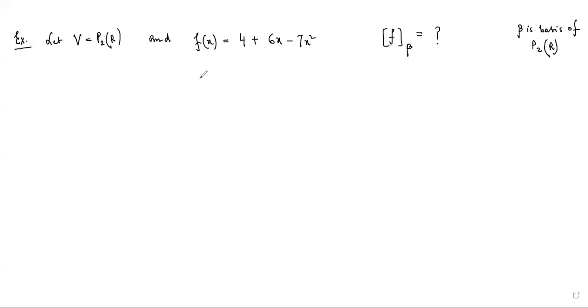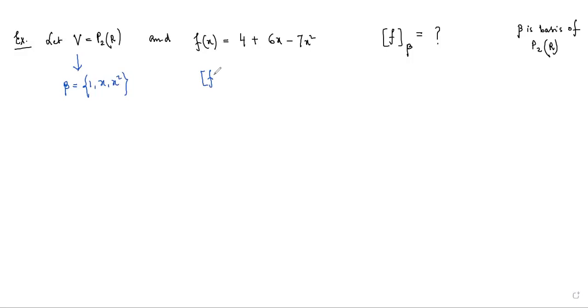So what is the basis here? Tell me. Yes, x square, x and 1. But say it in the reverse order. Don't say it in descending order. 1, x and x square. Maintain the sequence. So it is 1, x, x square. This is the basis. Minus 7.